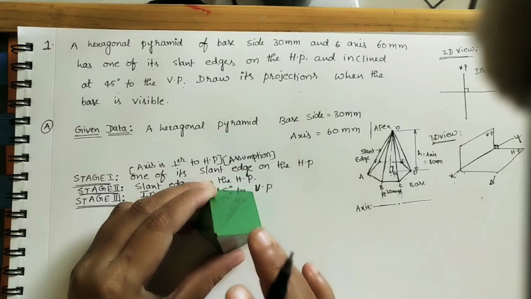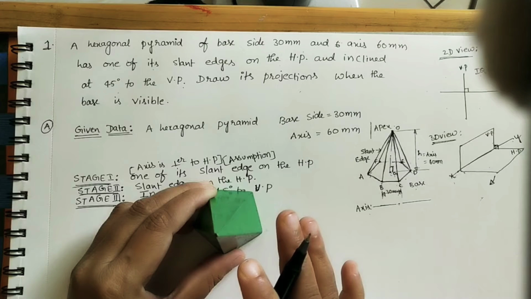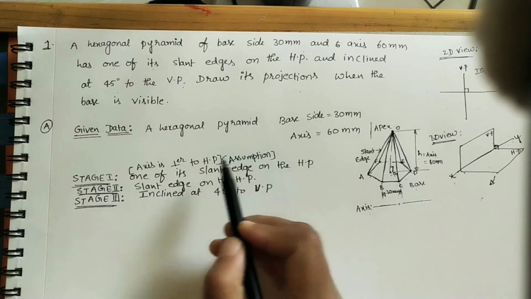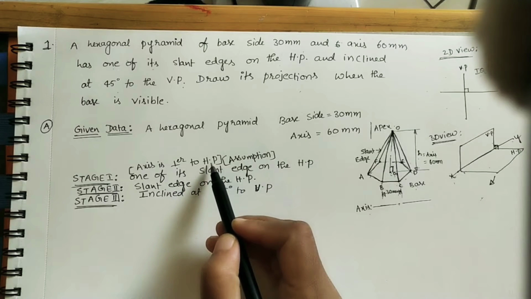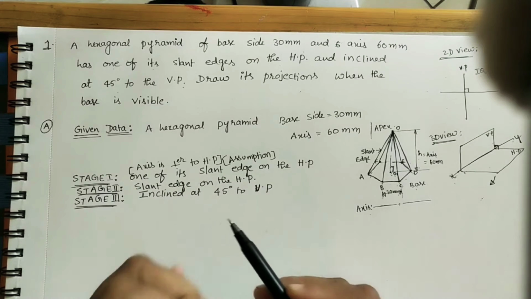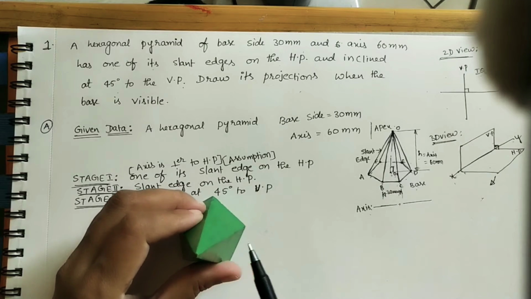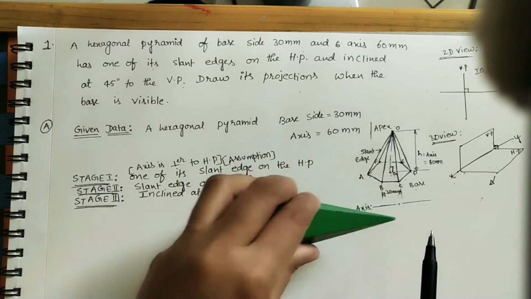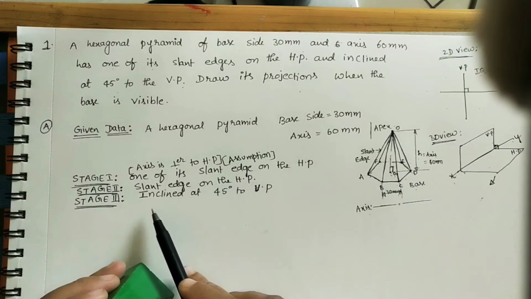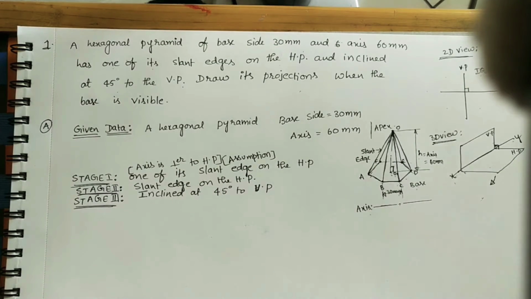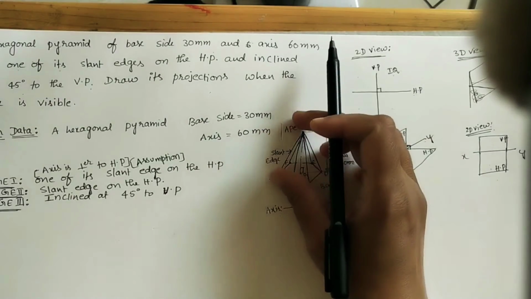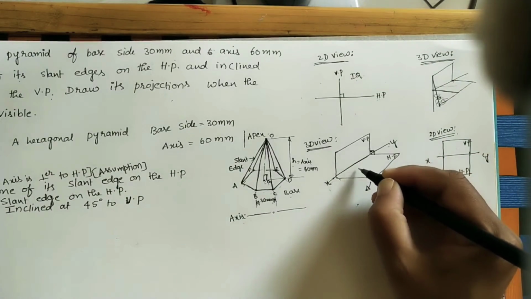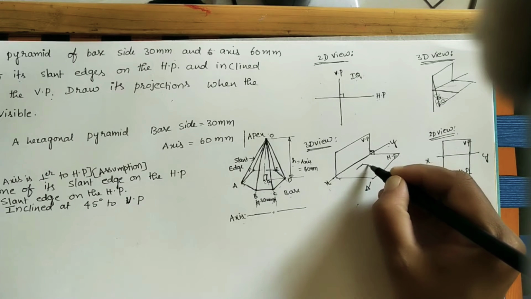In this position we have to do the front view and top view of the object. So in the stage 1 assumption, I am taking the axis perpendicular to HP. In the next stage, this slant edge is tilting, or on the HP, on the ground. After these two stages I will do the third stage. Now take this pyramid as it is on the horizontal plane. Now just do this diagram like this.